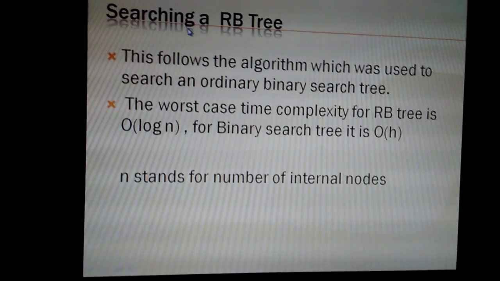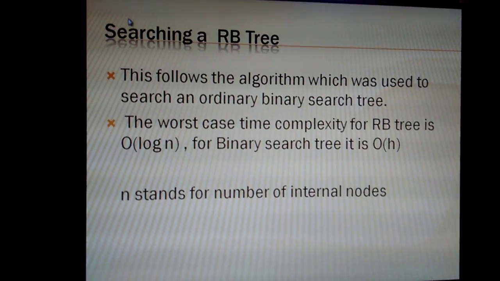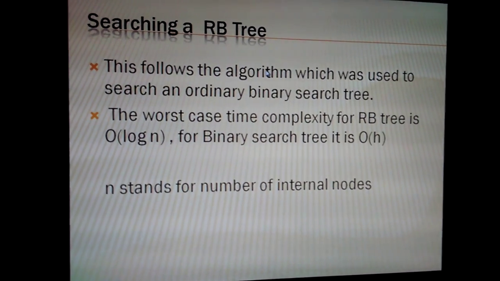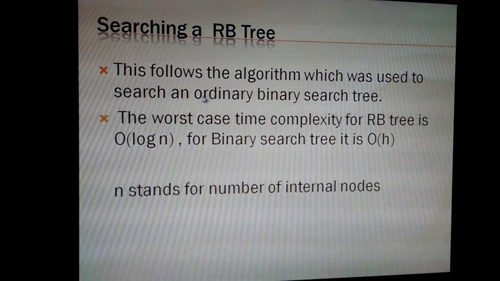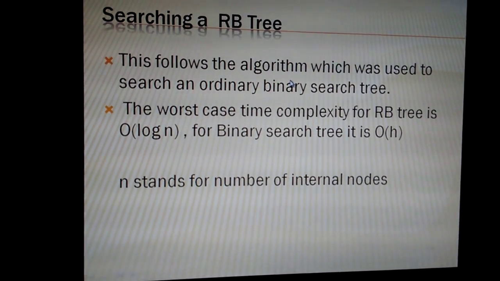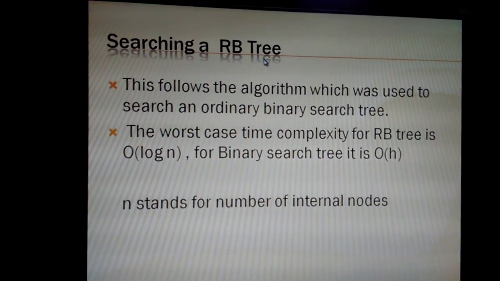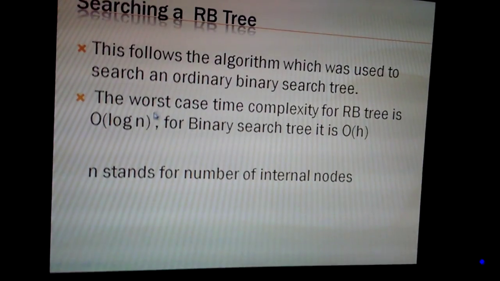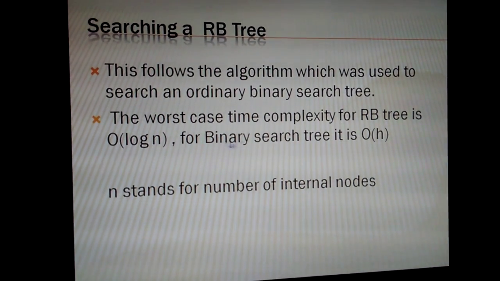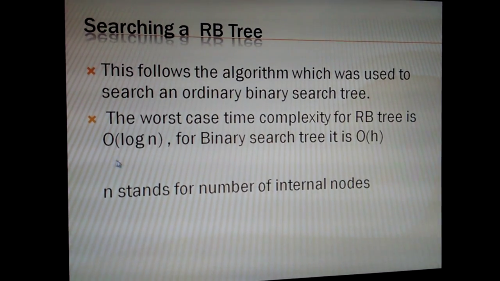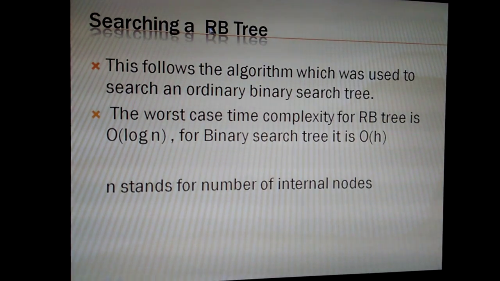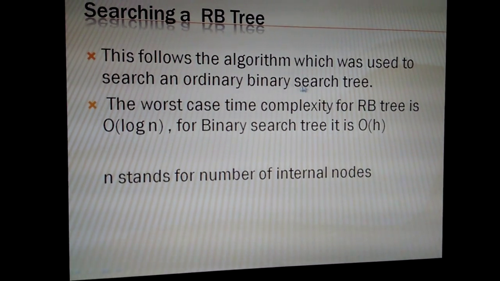Coming to the operations of red black trees, the first operation is the searching operation. The searching operation follows the algorithm used to search an ordinary binary search tree. The same algorithm will be used here. The red black tree, being a balanced tree, gives a worst case time complexity of order log n, whereas for a binary search tree it is order h. N stands for the number of internal nodes. So searching in a red black tree is the same as in an ordinary binary search tree.